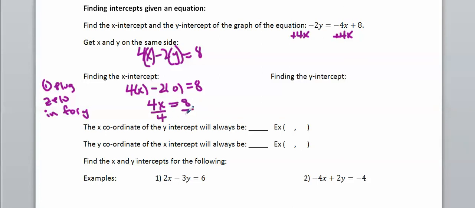And so divide both sides by 4 to solve for x. My x-intercept is 2. So my point, remember x, y, well, my y was 0 and my x is 2. So this is my x-intercept. Alright, finding the y-intercept, I'm going to plug 0 in for x.